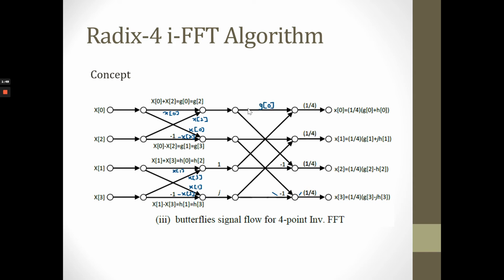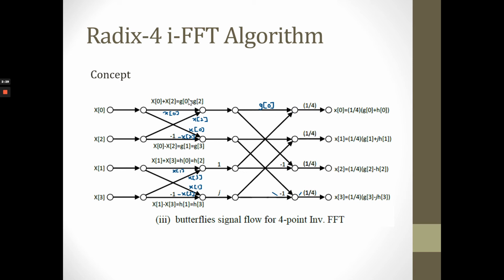The next one, this value x0 plus x2 at the summation point is equal to g0 and g2. So for this point, x0 minus x2. Okay, so this is equal to g1 and g3. So at this summation point, it is x1 plus x3, so it is equal to h0 and h2, and at this point is x1 minus x3, so it is equal to h1 and h3.